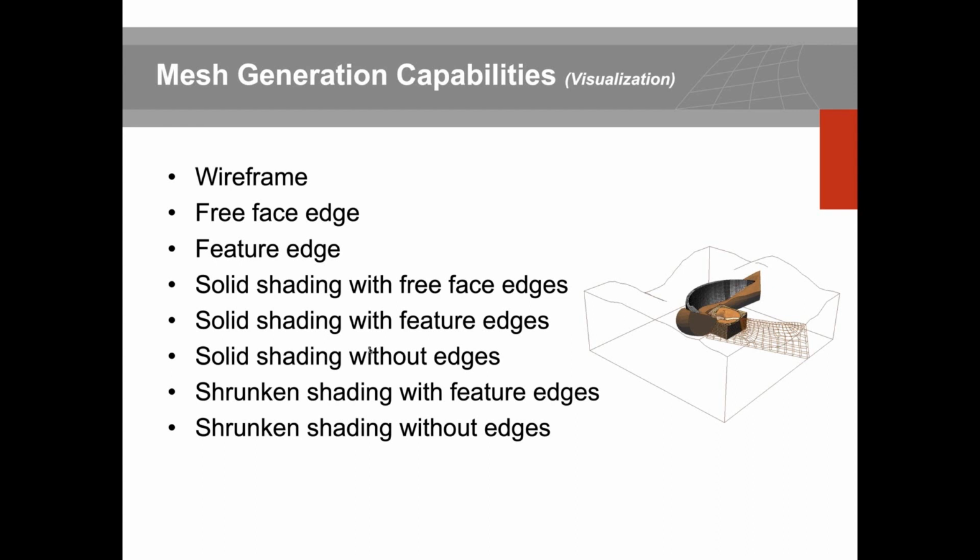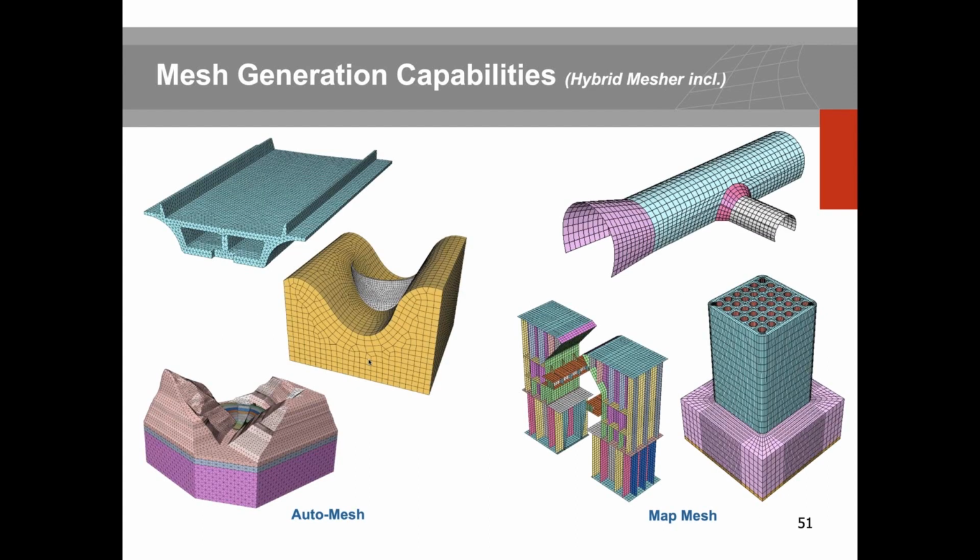At the mesh level, you have different ways of presenting, such as wireframe, feature edge, shrunken view, that enables you to inspect or present your model in the most suitable way. Also, there are different mesh engines, which enable you to generate structured or unstructured types of mesh sets. Here are some examples of map mesh and auto mesh. So this model can be very elaborate.